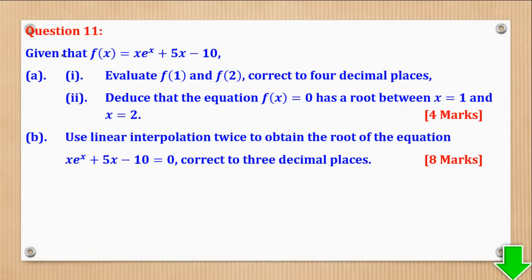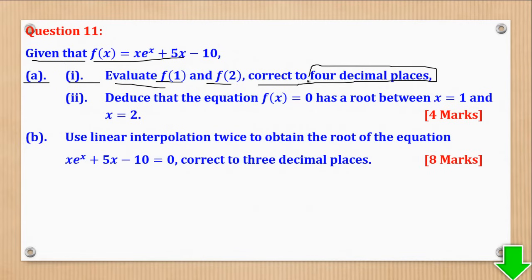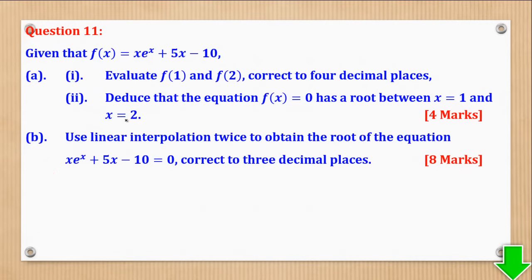Part A says, given that f(x) is that, part A, Roman 1, evaluate f(1) and f(2) correct to 4 decimal places. You see that? Accuracy is given. Then deduce that the equation f(x) equal to 0 has a root between x equal to 1 and x equal to 2. Okay, let's begin with part A.